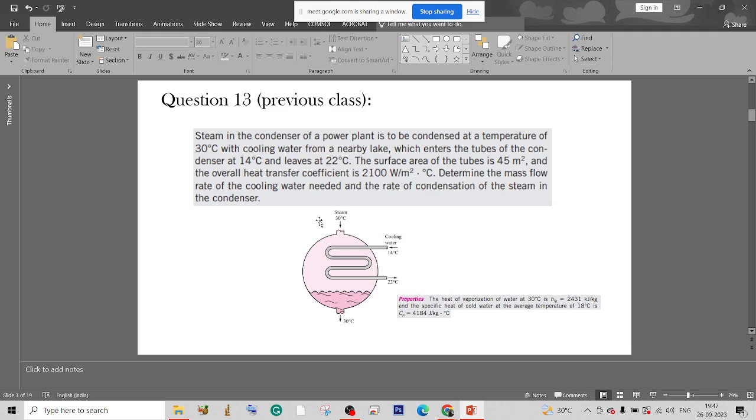Okay, so this we can easily calculate from overall heat transfer coefficient, and area of heat transfer is also given, and delta T log mean temperature difference. So from here we can easily calculate. So if we calculate this, and this we already know, so this we can easily calculate.